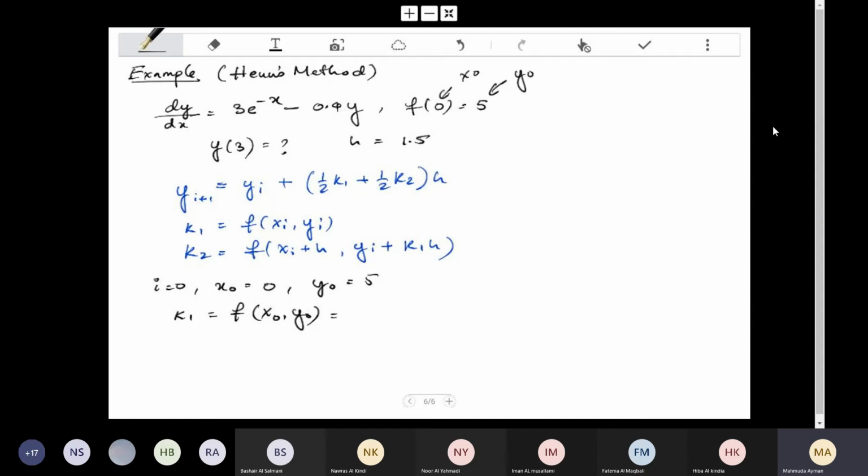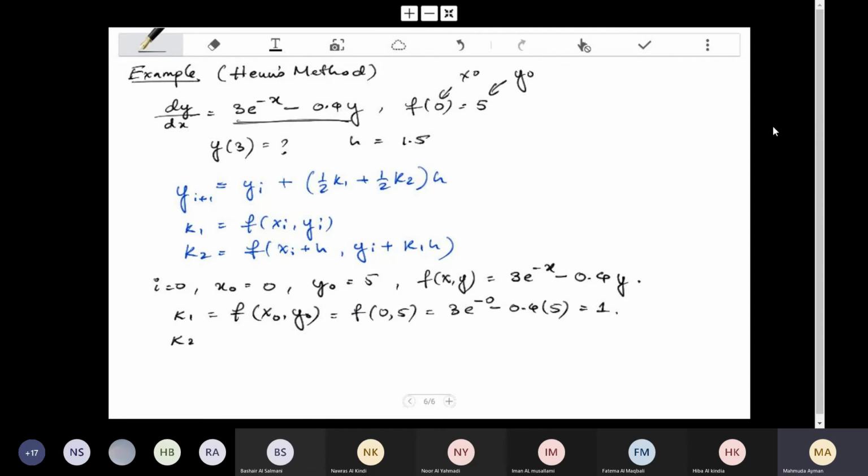Okay, so before everything else, maybe I should write here also what's f of x comma y, the function. It's 3 e to the power minus x minus 0.4 y. Now if we replace the x with x0 and y0, the function at (x0, y0) = (0, 5) will be 3 e to the power minus x0, which is 0, minus 0.4 times y0, that's 5, and this gives us the value 1.